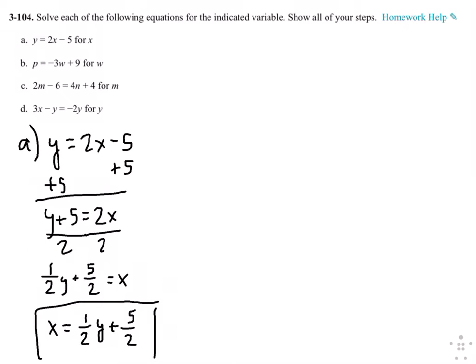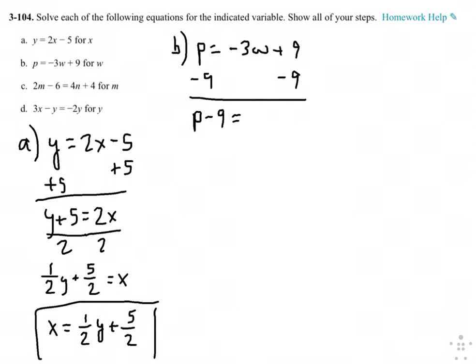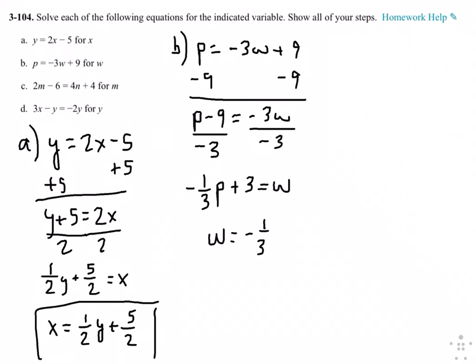For B, let's take a look at B. We have P equals negative 3w plus 9, and we want to solve for w. So I could subtract 9, right? Subtract 9. And I get P minus 9 equals negative 3w. And we could divide by negative 3. And I would get negative 1/3 P plus 3 equals w. And then rewrite it as w equals negative 1/3 P plus 3.